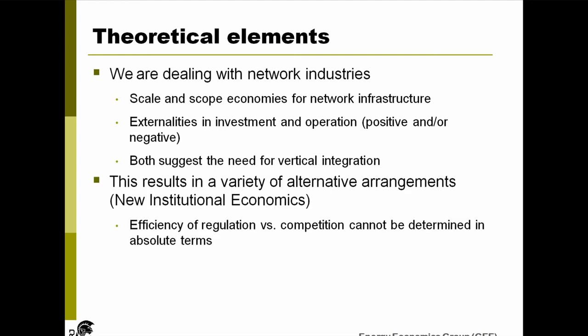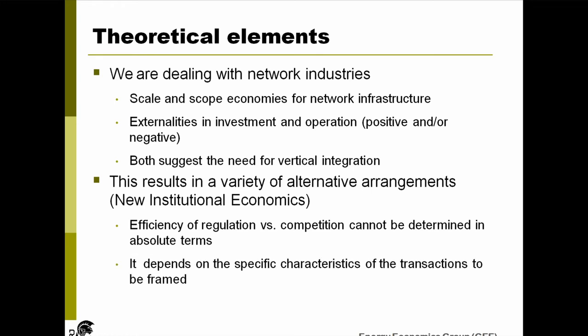In fact, what we know from new institutional economics is that a situation like this, with economies of scale, externalities, and so on, results in a variety of alternative arrangements because the choice between competition and regulation, the choice on the level of vertical integration required, cannot be defined in advance, ex ante, because it depends on the specific characteristics of the transaction frame. This means, in short, that economic theory doesn't have an answer to the question which is the correct market design for electricity and gas. It depends on the particular characteristics of the system.